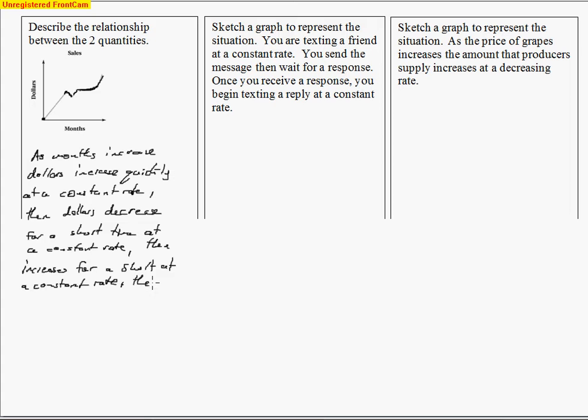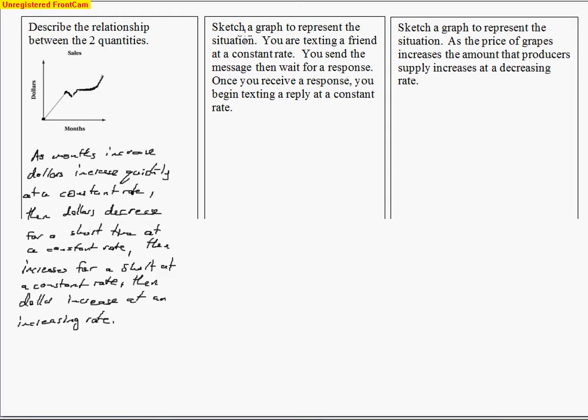Then dollars increase at an increasing rate. And so if you had said maybe for a short period of time dollars stayed the same, and then they increased at an increasing rate, I would be fine with that, or just increasing at an increasing rate.